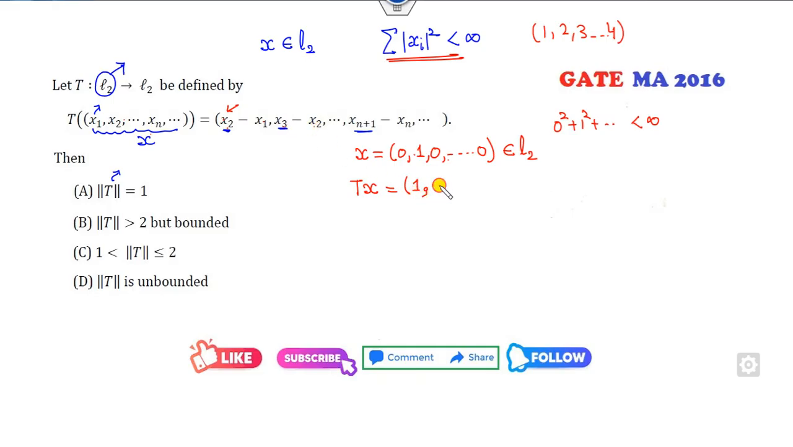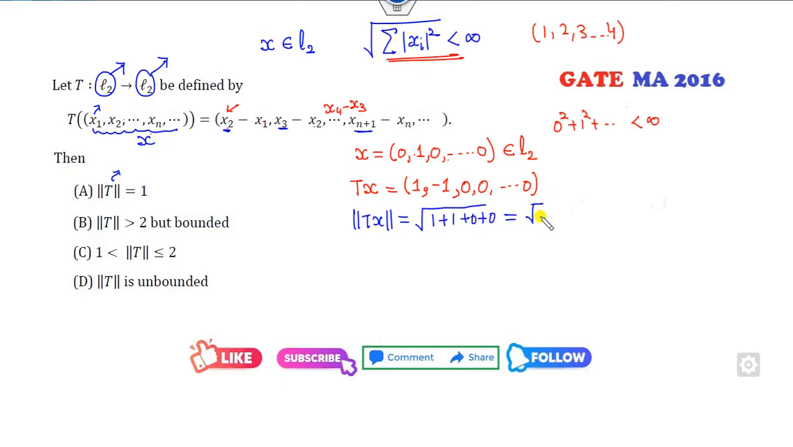0 minus 1, it's a minus 1. 0, and the rest of the next term will be x4 minus x3, 0, 0, and here, fine. Now again it belongs to my L2. What is my norm of this? So it is under root of... because it's finite, it's an L2. So 1 square plus 1 square plus 0 square plus 0, that means root.